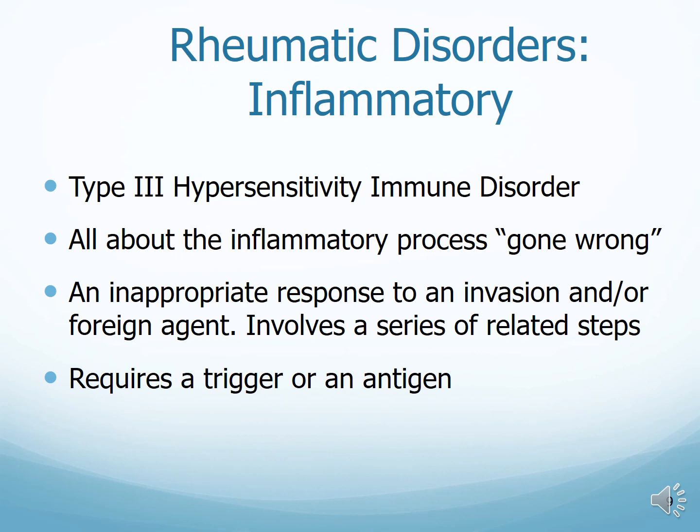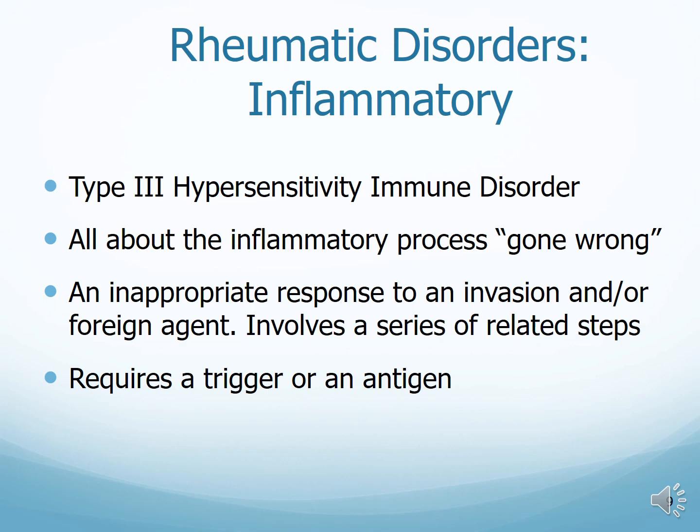So rheumatic disorders are a type 3 hypersensitivity immune disorder. Remember back when we were talking about allergic disorders and hypersensitivities. Well, rheumatic disorders fall in classification 3. They are a type 3 hypersensitivity immune disorder, and this is all about the inflammatory process going wrong. It is an inappropriate response to an invasion or a foreign agent.